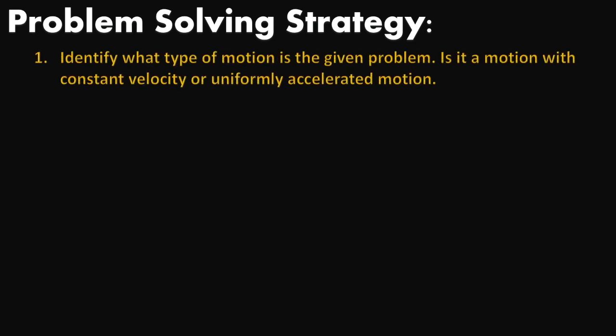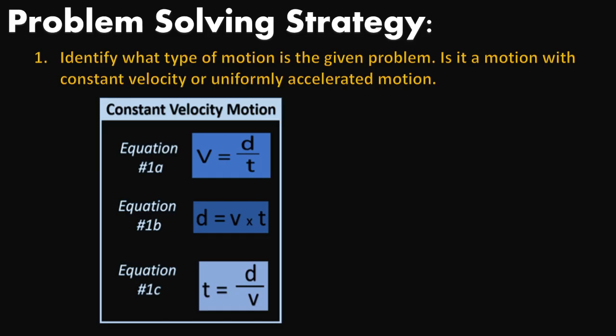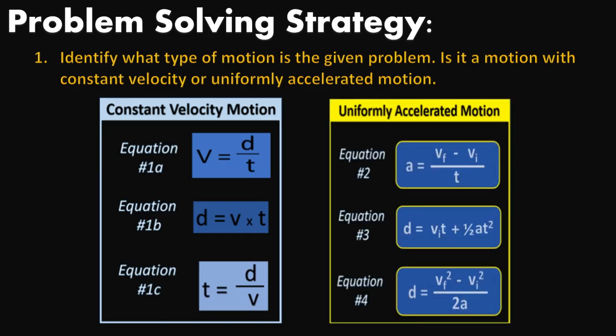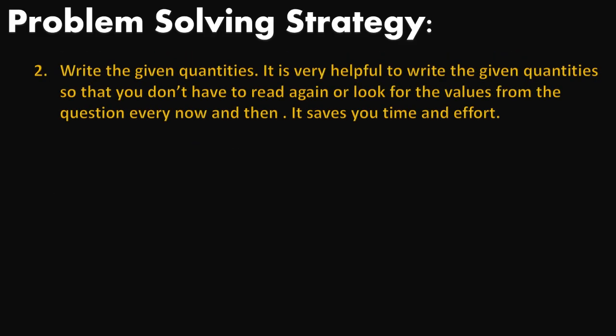This is my suggested strategy in solving kinematics problems in one dimension. Identify what type of motion the given problem is. Is it a motion with constant velocity or uniformly accelerated motion? If the motion describes a constant or average velocity, use the CVM equations. If the motion is an accelerated motion, then use the UAM equations. Write the given quantities. It is very helpful to write the given quantities so that you don't have to read again or look for the values from the question every now and then. It saves you time and effort.